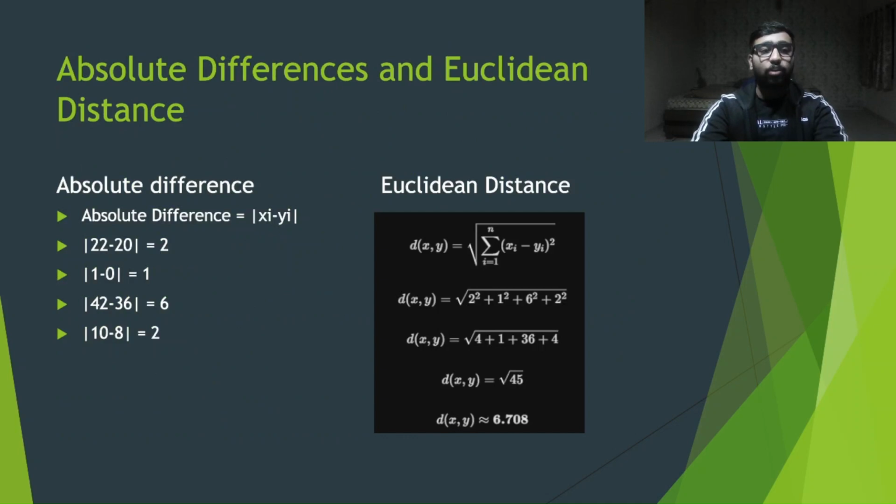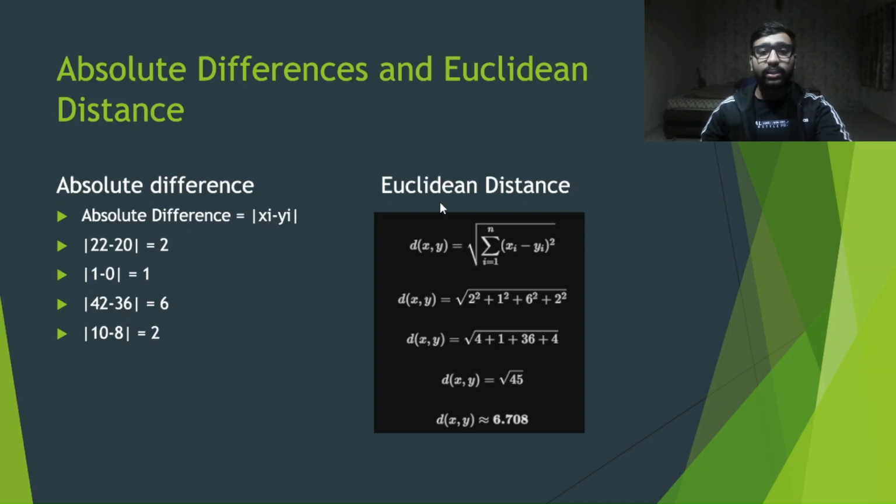First we'll calculate the absolute differences, which will be useful in calculating all the other distance matrix. Absolute difference is basically the difference between the two corresponding values of two data points and taking the mod of that value. So we have calculated the absolute differences here, and since we are taking mod, all the values are positive.